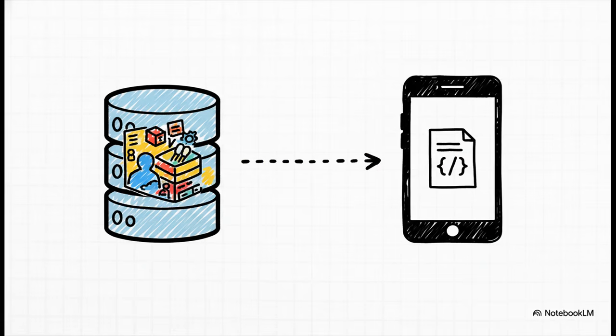Now, here's a crucial distinction. The client, like your web browser or mobile app, never gets direct access to the resource sitting in the server's database. I mean, that would be a total mess and super insecure. Instead, the server sends back a representation of that resource. You can think of it as a snapshot of its current state, usually in a simple, readable format like JSON.